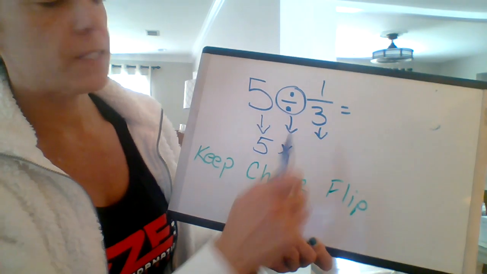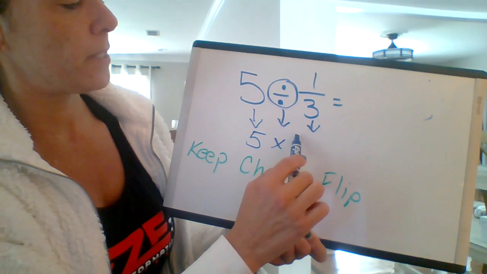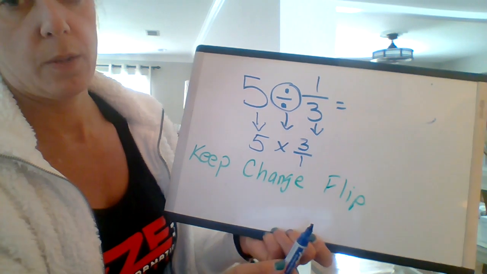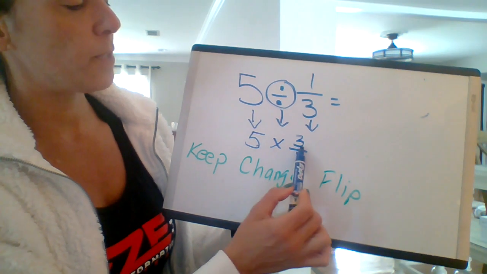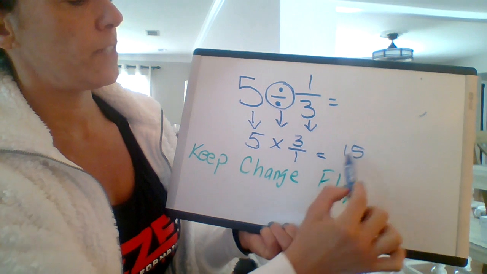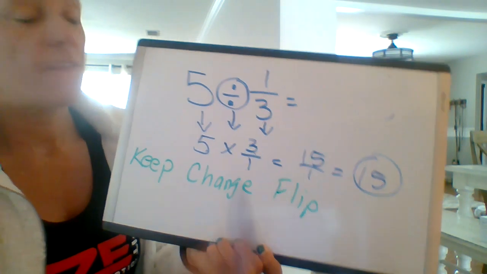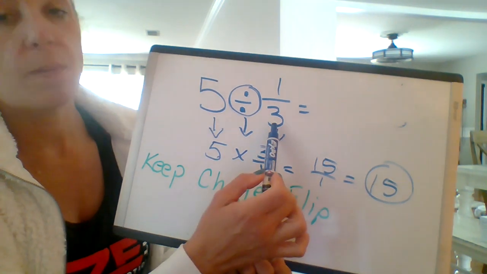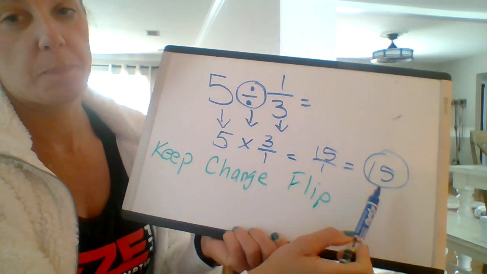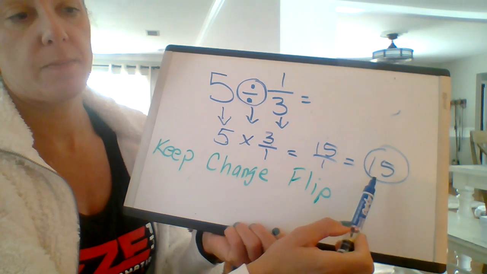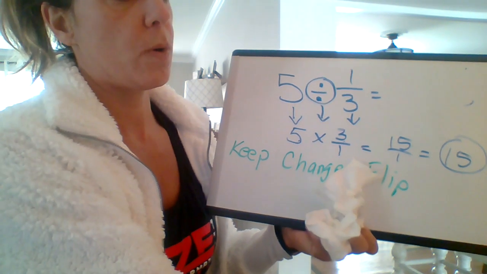So flipping means whatever's on bottom is going to be on top, whatever's on top is going to be on bottom. So if I flip this, this is now 3/1, which is the same as the whole number 3. So 5 times 3/1 is 15/1, or 15. So if I have 5 subs and I divide them into 1/3 sections, that will give me 15 smaller pieces. Make sense? Okay. Now let's try going from a fraction to a whole number.